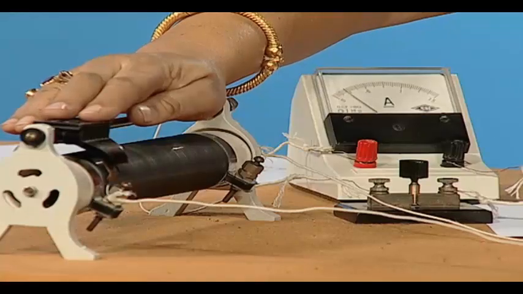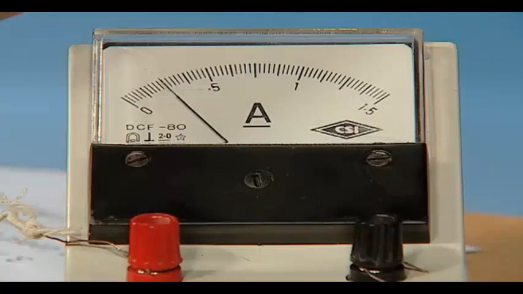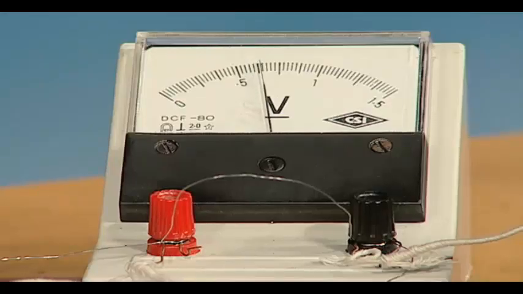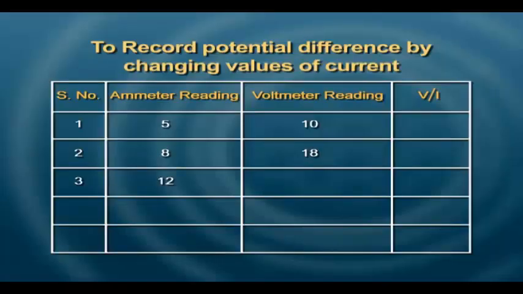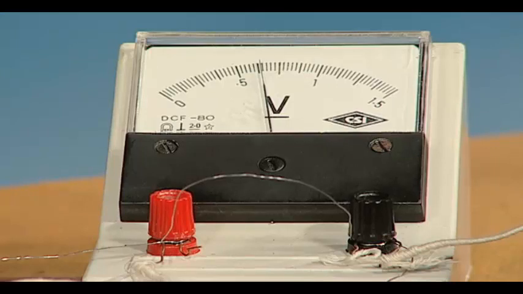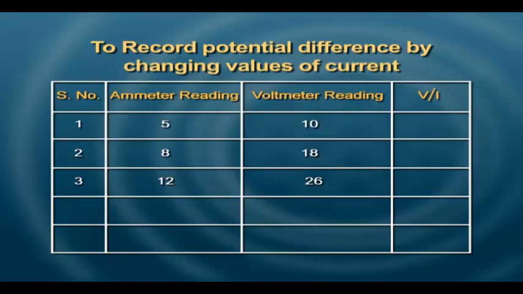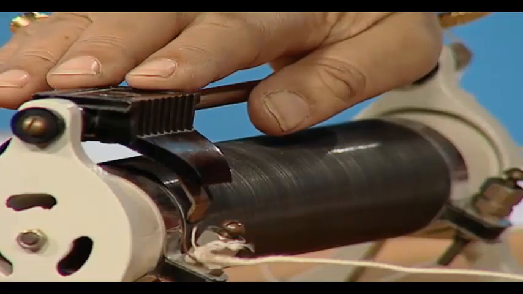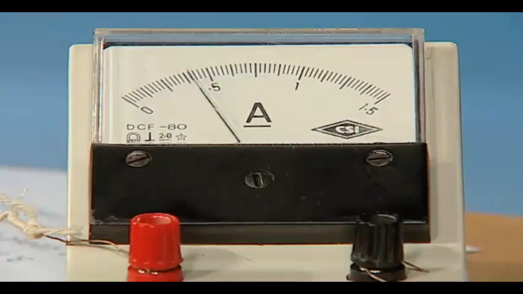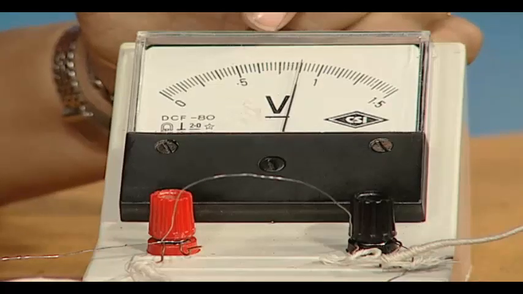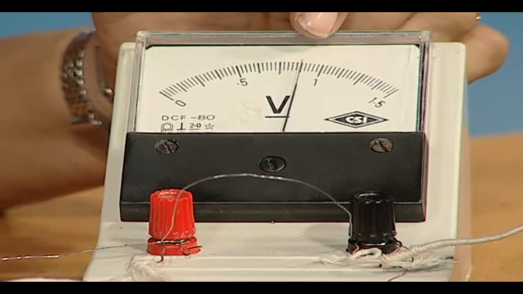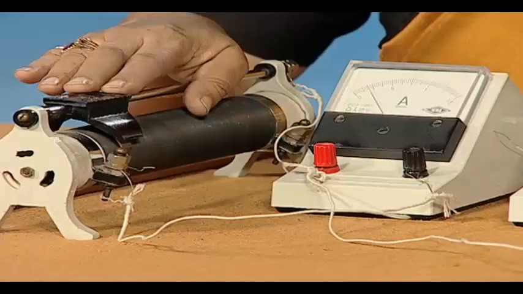I change again. The ammeter reading is 12 divisions and the voltmeter reading, as we see here, is 26 divisions. We take more readings like this. The ammeter reading is now 16 divisions and our corresponding voltmeter reading is 35 divisions. One more reading we can take here.